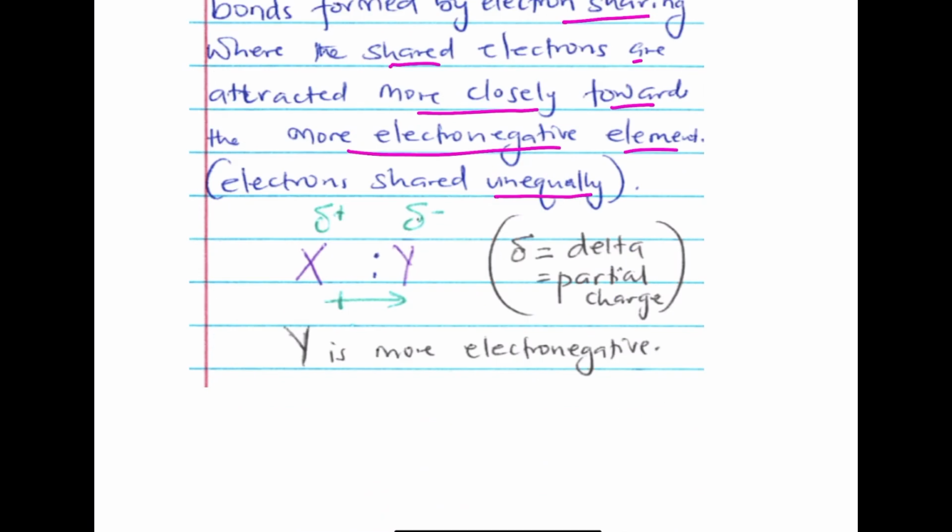For example, if you're forming a bond between X and Y, and the electrons are closer to Y, then we say Y is more electronegative. That means the shared electrons will be pulled closer to Y, and therefore Y will have a partial negative charge, so we use delta minus, and X will have a partial positive charge, we use delta plus for X. You can also use this arrow where the head points to the partial negative and the tail, which almost looks like a plus sign, points to the partial positive. So that's called a dipole.